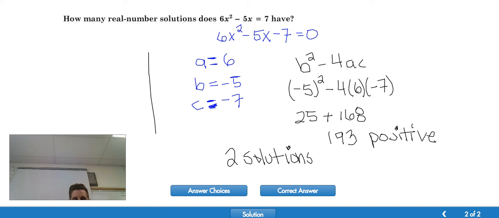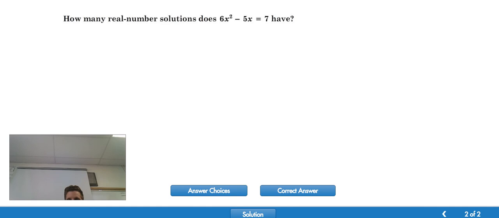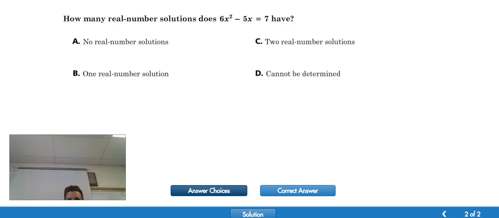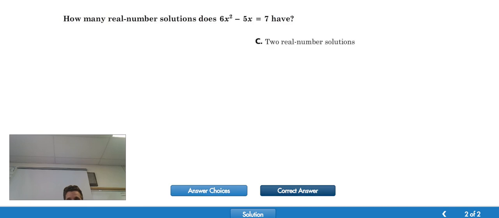So most likely this graph is going to look something like this, where it hits twice somewhere. Where, I don't know, because we didn't actually solve it. Okay, so two solutions. Let's see what my answer choices are: no solution, one solution, two solutions, cannot be determined. Well, it can be determined, and the answer is two real number solutions. And that's what we came up with.